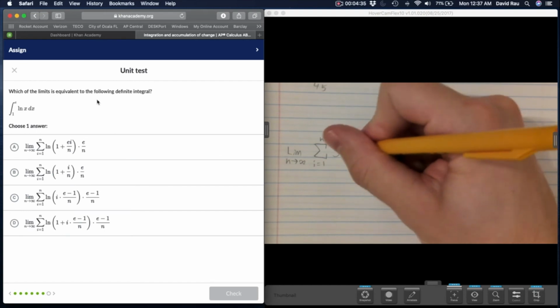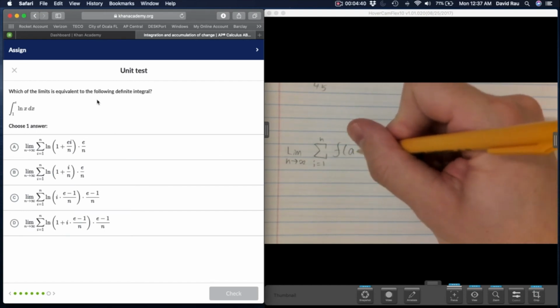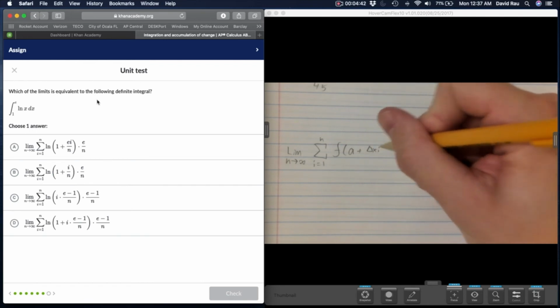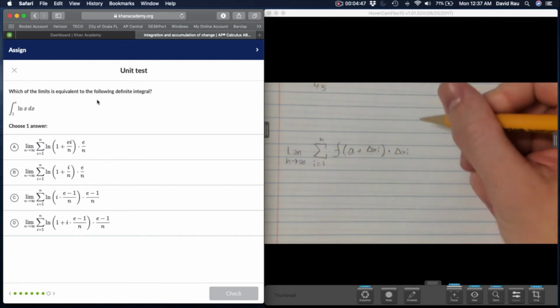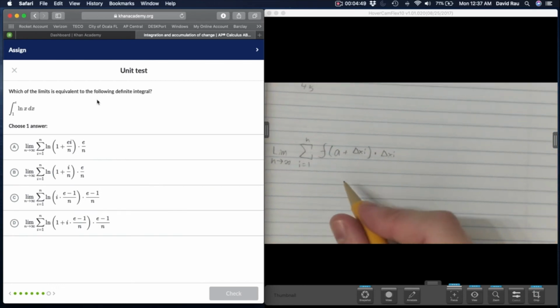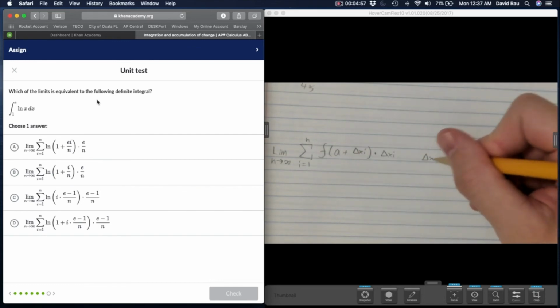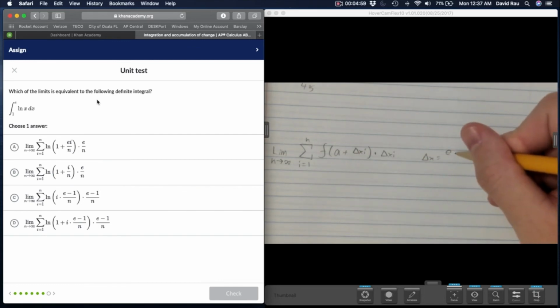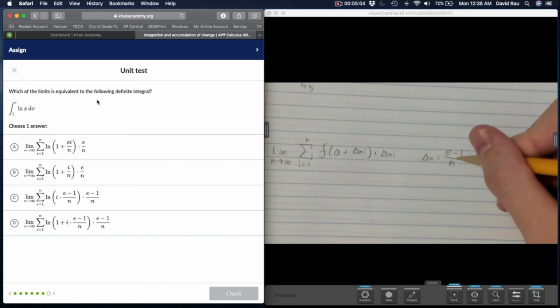The general idea is a right Riemann sum, or a definite integral, looks like the function of a plus delta xi times delta x. Now, delta x in this problem is b minus a divided by how many steps you want. So b is the top value, right? Delta x is e, the top value that we want to integrate to, minus 1, the bottom value we want to integrate to, divided by n.